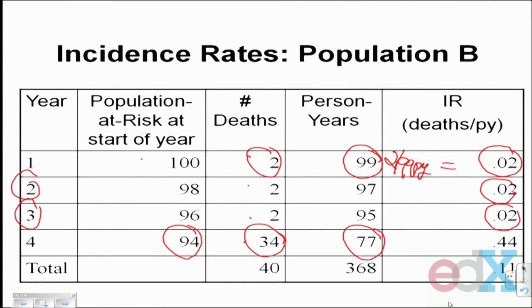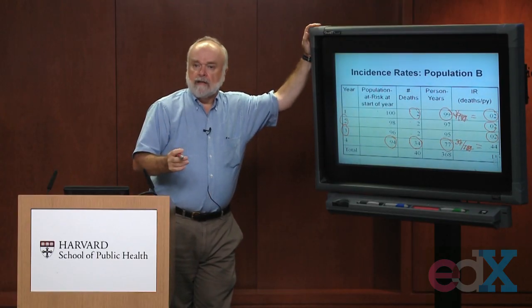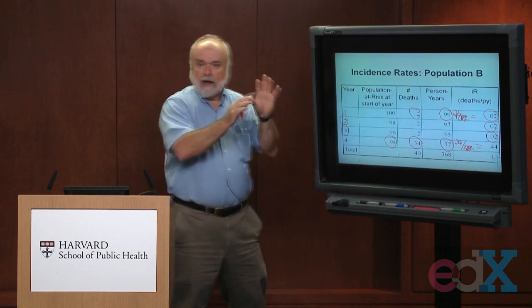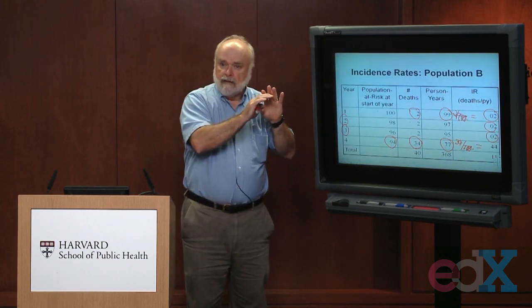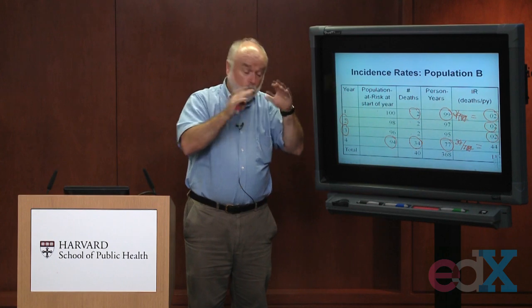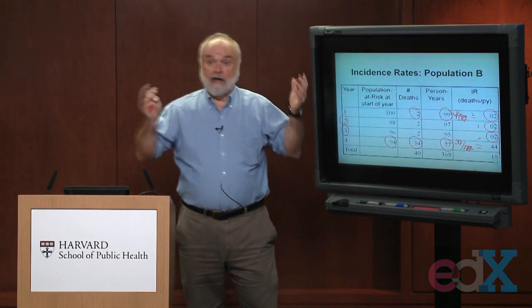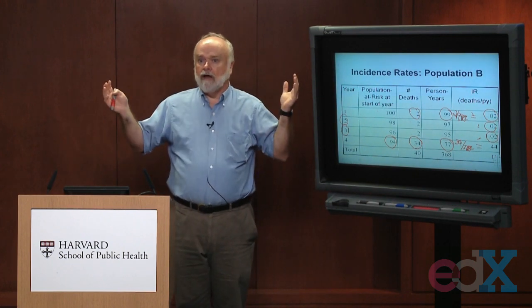What's the incidence rate for population B in the 4th year? It's going to be 34 deaths out of 77 person years of follow-up. Notice it's 0.44, much, much higher than what existed in the 1st, 2nd, and 3rd year of follow-up. That's why I don't want to be in population B if I survive my first 3 years. I want to be there for the first 3 years where the incidence rates were small, but not in the 4th year where the incidence rate's very, very high.